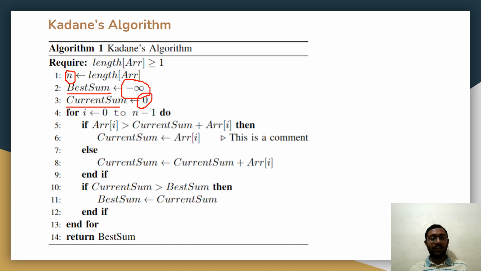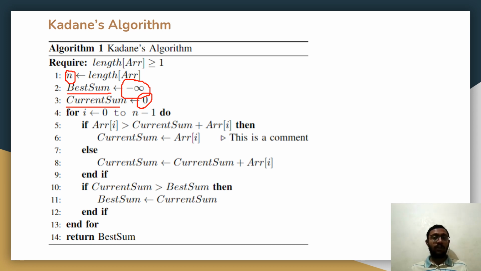Then there is the iterative process. The algorithm enters a for loop, and it iterates through the array from i equal to 0 to i equal to n minus 1. The starting index is 0, and this loop processes each element of the array one after another. And there is the main logic inside the for loop.